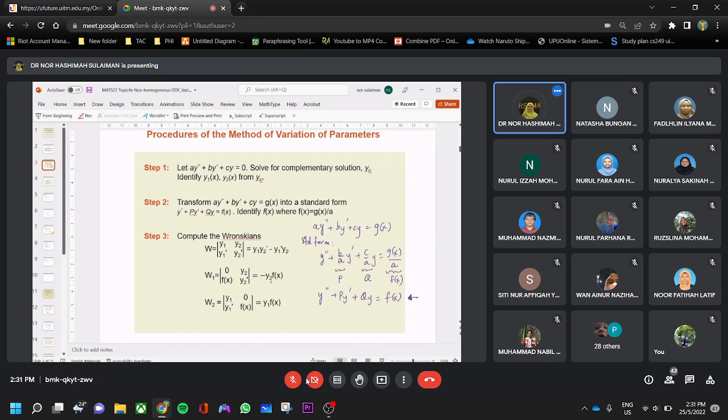Okay, alright. Dan seterusnya, the W2, you just replace the entries in the second column dengan 0 and f of x, right? And then you perform the cross multiplication macam ni, right? So you have y1 times f of x. So dapatlah dia punya the set of Wronskian.